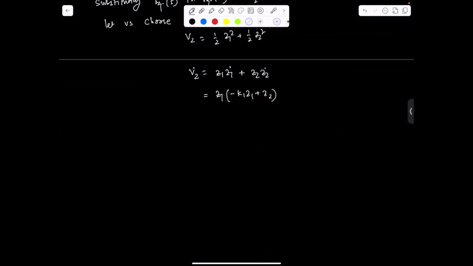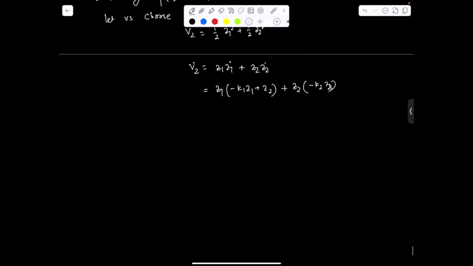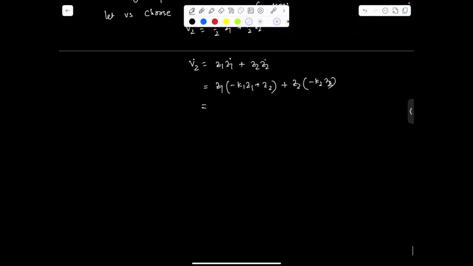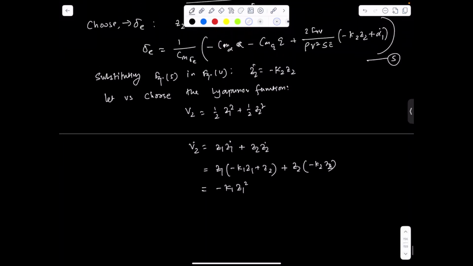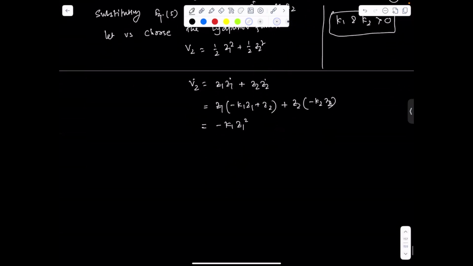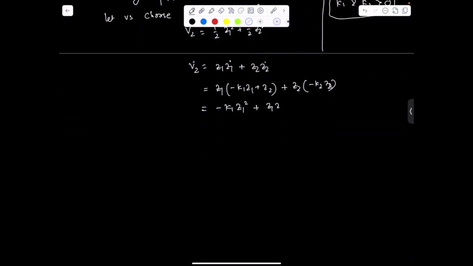And in place of G2 dot, we can write minus K2 G2. From this we can further write minus K1 G1 square plus G1 G2 minus K2 G2 square. One more thing, K1 and K2 are all positive; these are the control gains we are using.